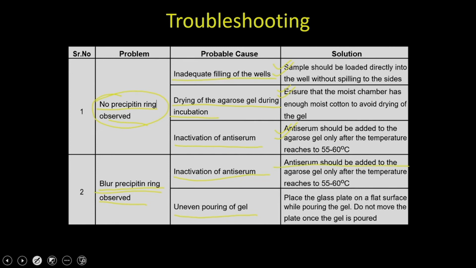You can simply solve this problem by ensuring that the antisera has not been inactivated and the agarose is completely cooled down before you pour it onto the glass plate, and you can also place the glass plate on a flat surface while pouring the gel, so that there will be no uneven pouring of the agarose onto these glass plates.